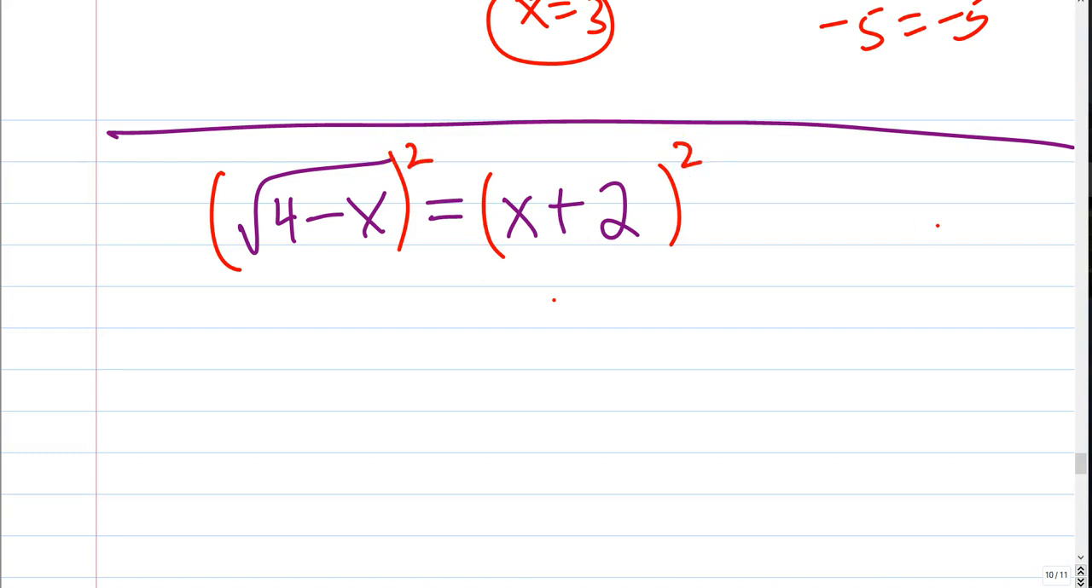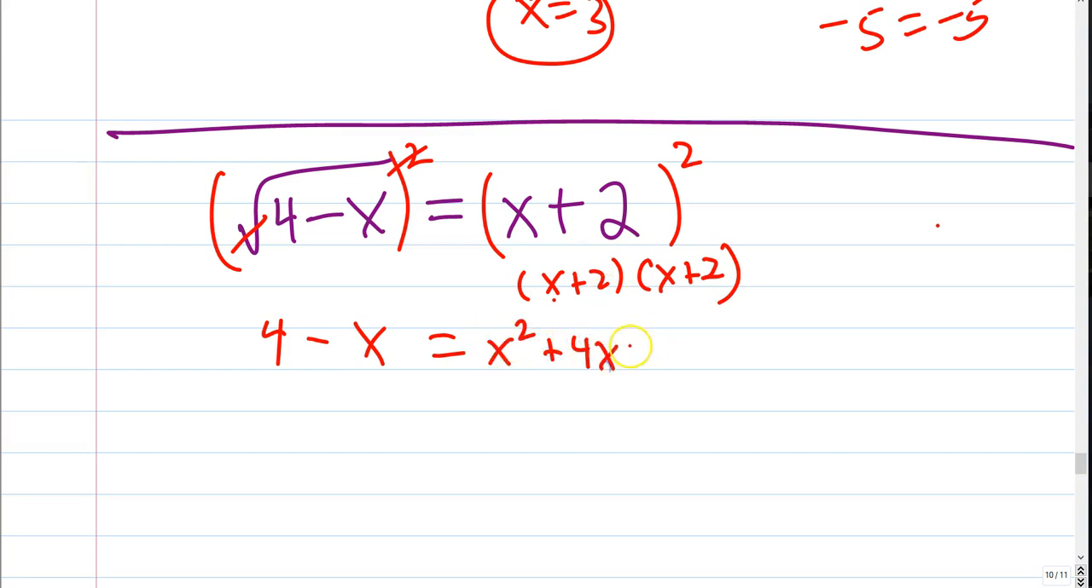The left side's easy. The radical and the squaring cancel, leaving us with just 4 minus x. The right side, be careful, is not x squared plus 4. We've had this conversation before. It means x plus 2 times x plus 2. Distributing that, you should get x squared plus 4x plus 4.